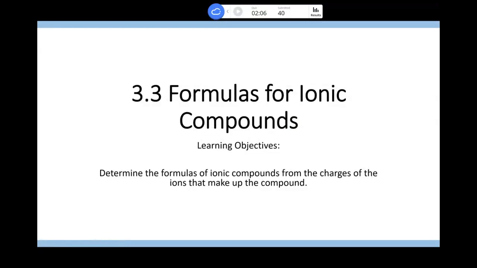And that's all for binary molecular compounds. In this section, we're going to start talking about how ionic compounds come together, how we have ionic compounds that are formed, and then we'll talk about naming the ionic compounds.